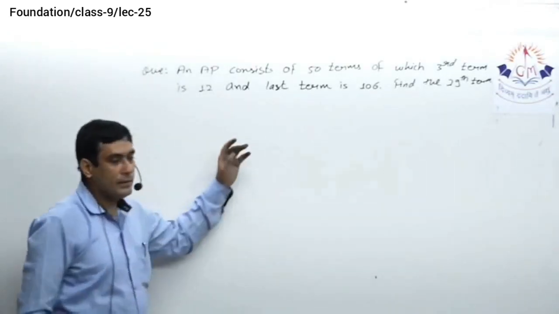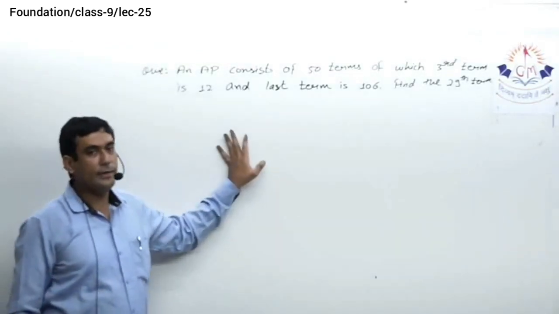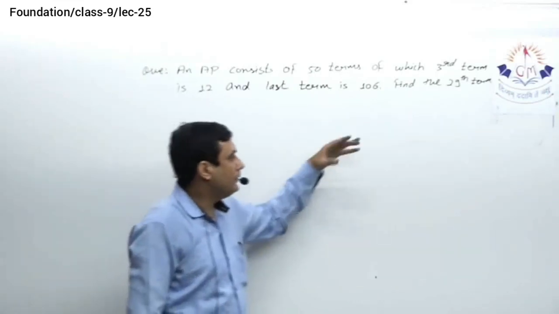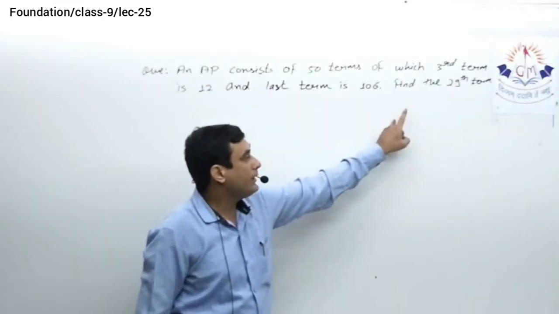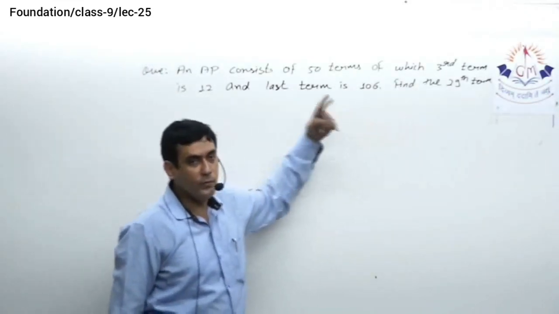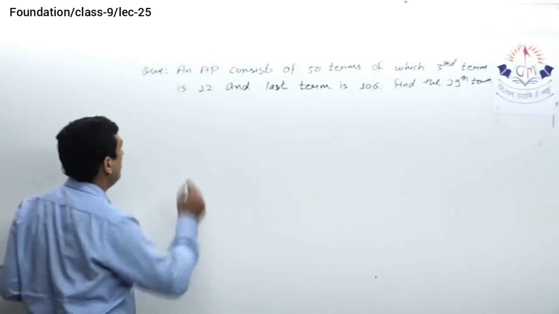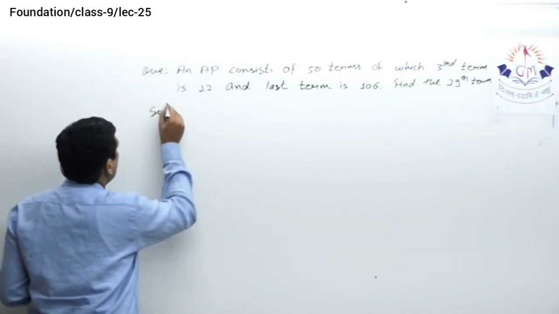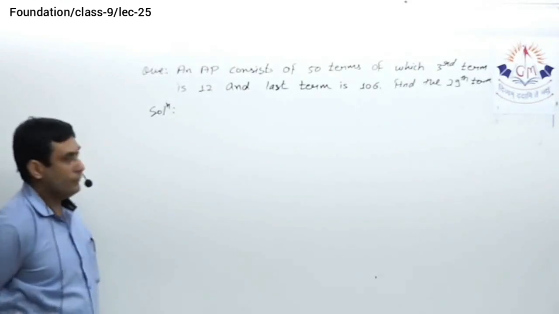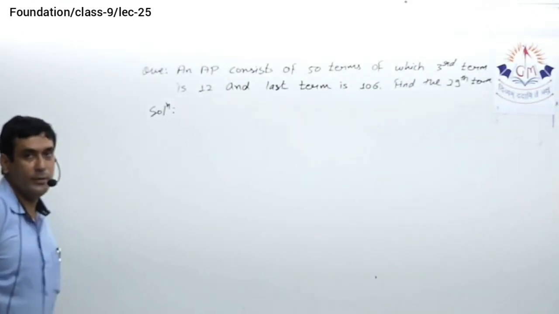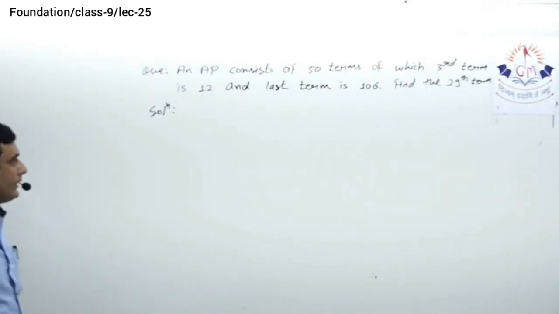Okay, it is almost similar to the previous sum. Over there they asked to find the AP, and to get the AP you need A and D. Similarly over here they are asking to find the 29th term, for which again you need A and D. So let us see its solution. First of all, the number of terms is given. How many terms are there? 50 terms. So we can say n equal to 50.